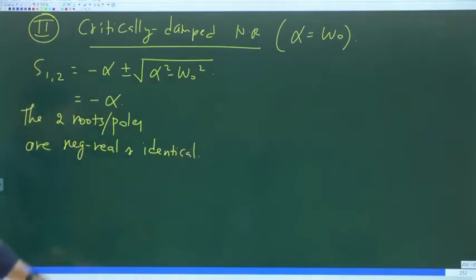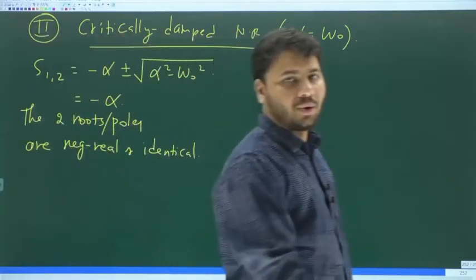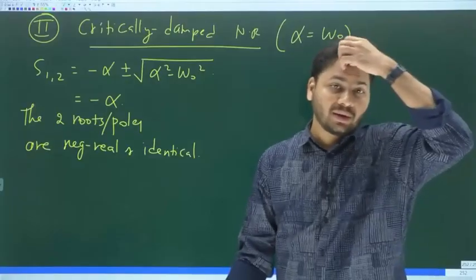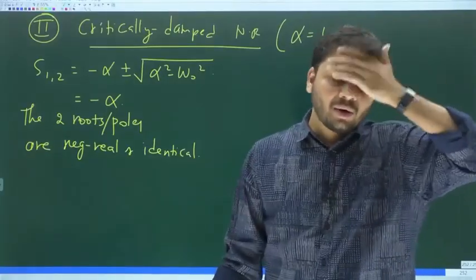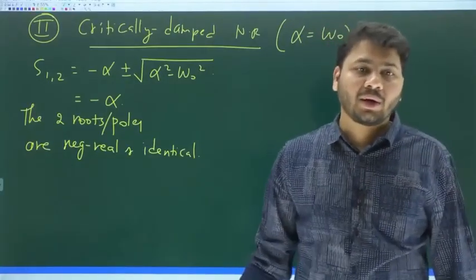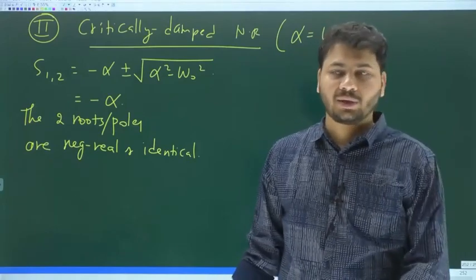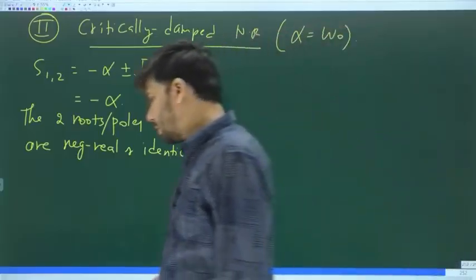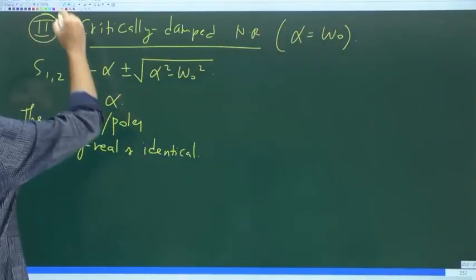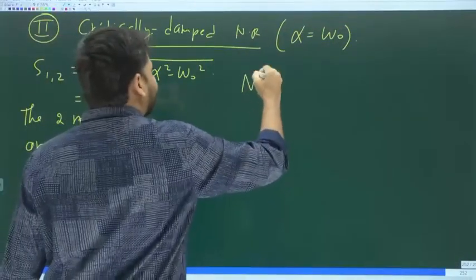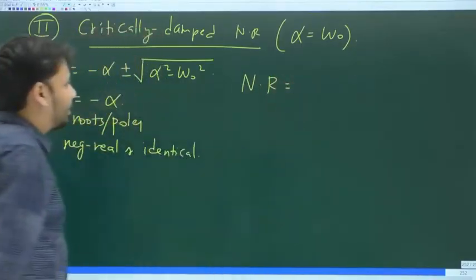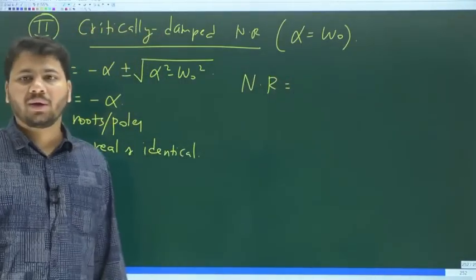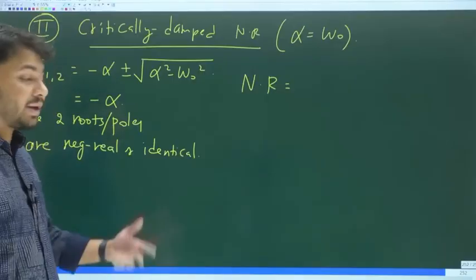so the two roots or the two poles are going to be negative real and identical. Earlier, in the overdamped case, the two roots are negative real and distinct. But now the two poles are going to be negative real and identical. And what is the form of the natural response when it is critically damped?